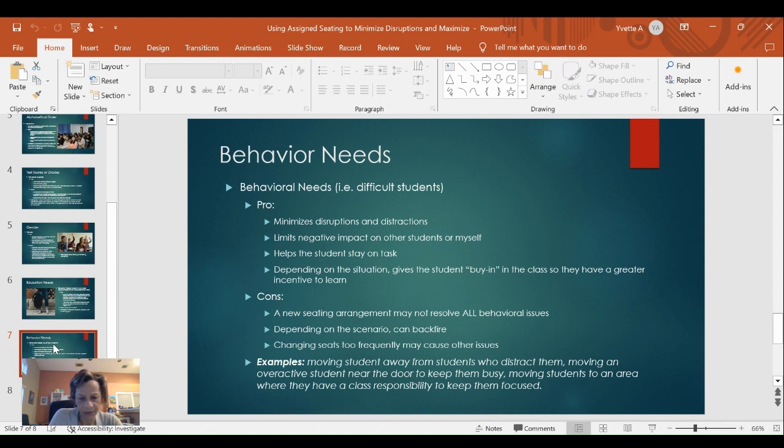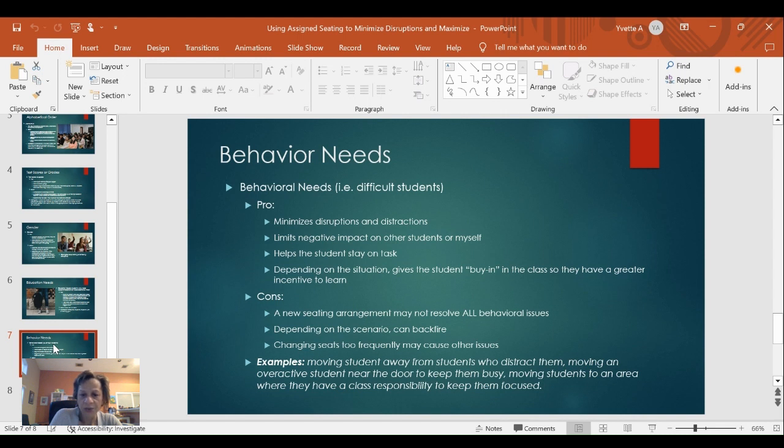A con to a new seating arrangement may be that you can't really resolve all your behavioral issues. I've had classes where there's several different students with different behavioral problems and issues, and the new seating arrangement may not be able to accommodate all those students. So depending on the behavior issues in your classroom, you could actually have more of a problem, because sometimes I've had students like, okay, well, that student has been sitting in the front, his grade hasn't really improved. So let me see if I move him towards another area. But in that same area, I have other students who are also struggling.